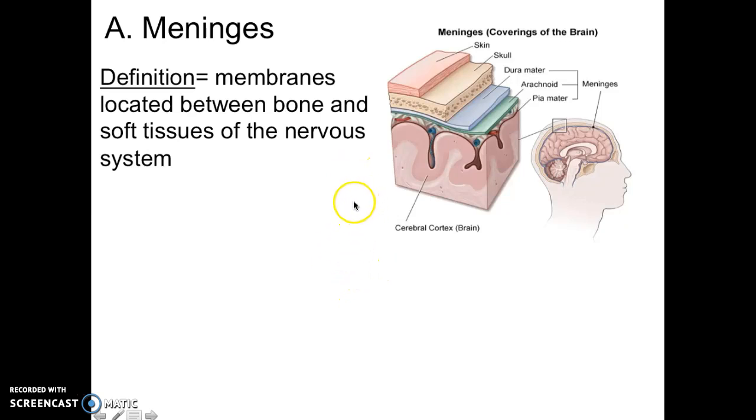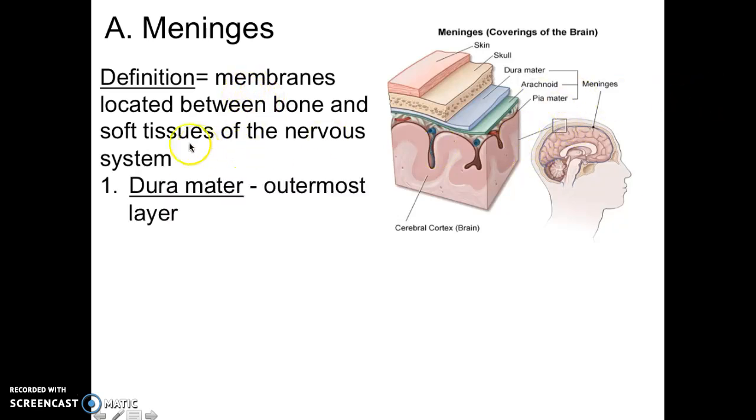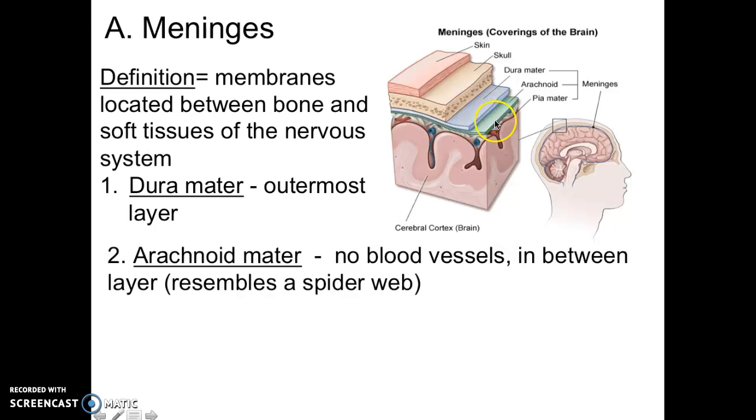Your brain is covered by something called meninges. They're the coverings of the brain. They're membranes between the bone and the soft tissue of the nervous system. The most superficial is called the dura mater. It's the outermost layer. It's this blue right here, that dura mater.